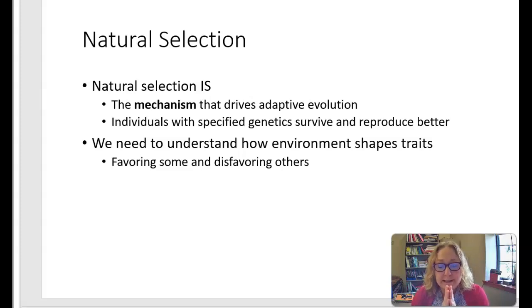So natural selection is the mechanism that drives adaptive evolution. Individuals with specific genetics survive and reproduce better. If you look at Darwin and the birds with beaks that could get different kinds of seeds, they actually survived. So there were mutations. That mutation meant that bird would survive better. We need to understand how environment shapes these traits, favoring some traits and not others, so we can also help with the environment and look at endangered or critical species.